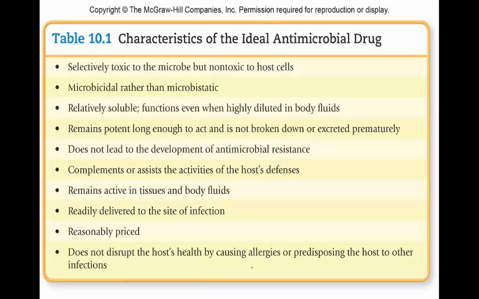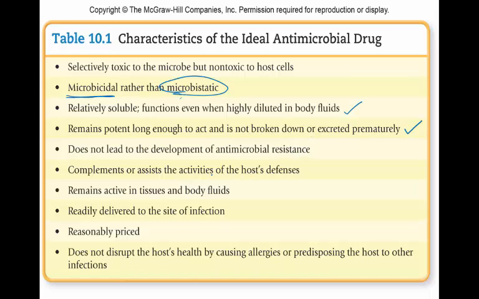Now, the characteristics of an ideal antimicrobial look a lot like the characteristics of an ideal disinfectant or sterilant. Again, selectively toxic, non-toxic to host cells, so it works on the microorganism but not on us. Our preference is for this to be microbicidal rather than microbistatic. In other words, it kills as opposed to inhibiting. A lot of these actually have to do with maintaining appropriate amounts of the antibiotic within your system for an extended period of time. So it functions even when highly diluted in bodily fluids or isn't broken down or excreted prematurely. Organisms cannot become resistant to it.